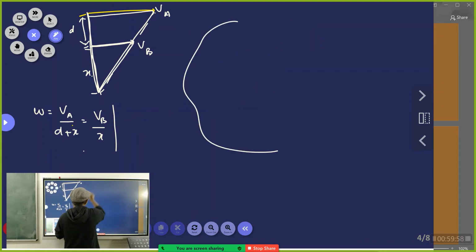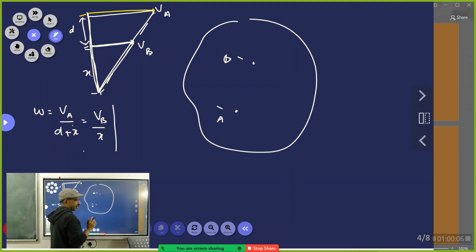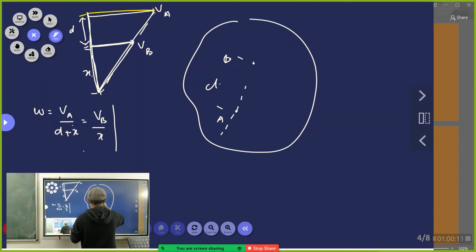See, now this is a rigid body. I'm just taking 2 points, A and B. So this distance between them is fixed. This distance between them is fixed.